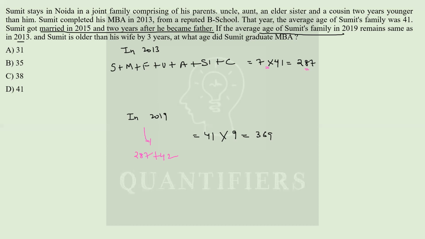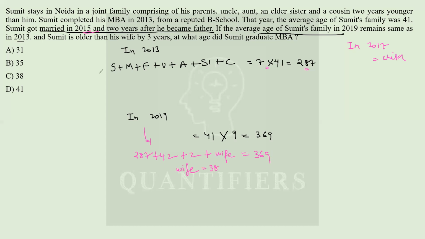Further, it is given that he got married in 2015 and 2 years after he became father. So can I say in 2017 he had a child? Now in 2019, what will be the age of child? Age of child will be 2 years, right? And we have to include the age of wife. This is the age of all 9 people, which is 369. Right, students? From here, we can find the age of wife. Age of wife now comes out to be 38.